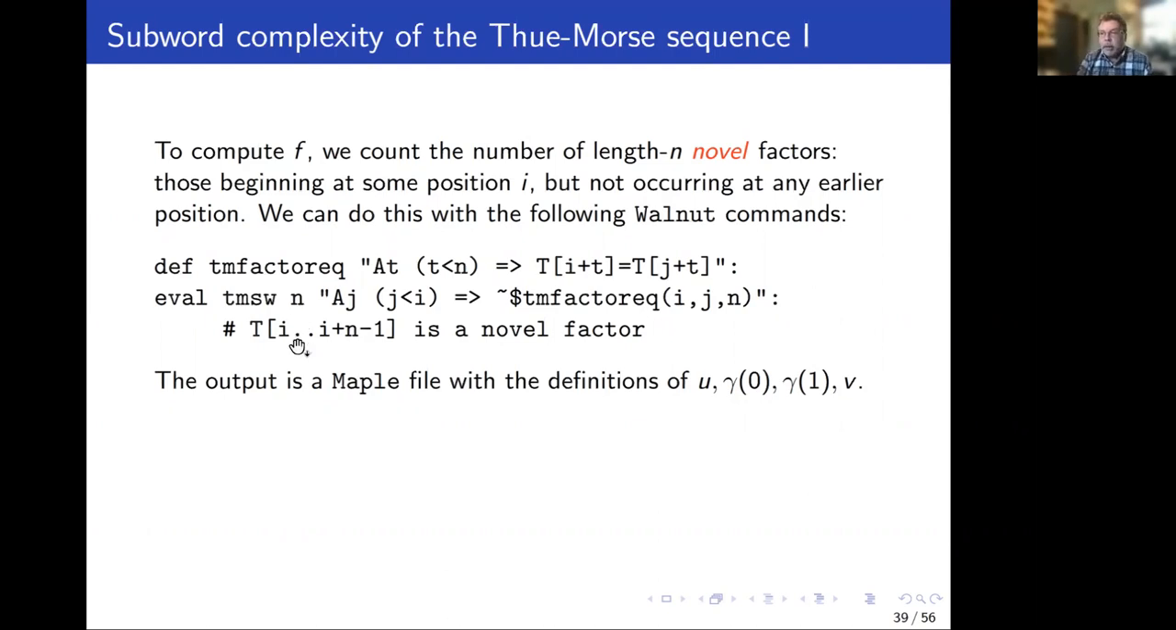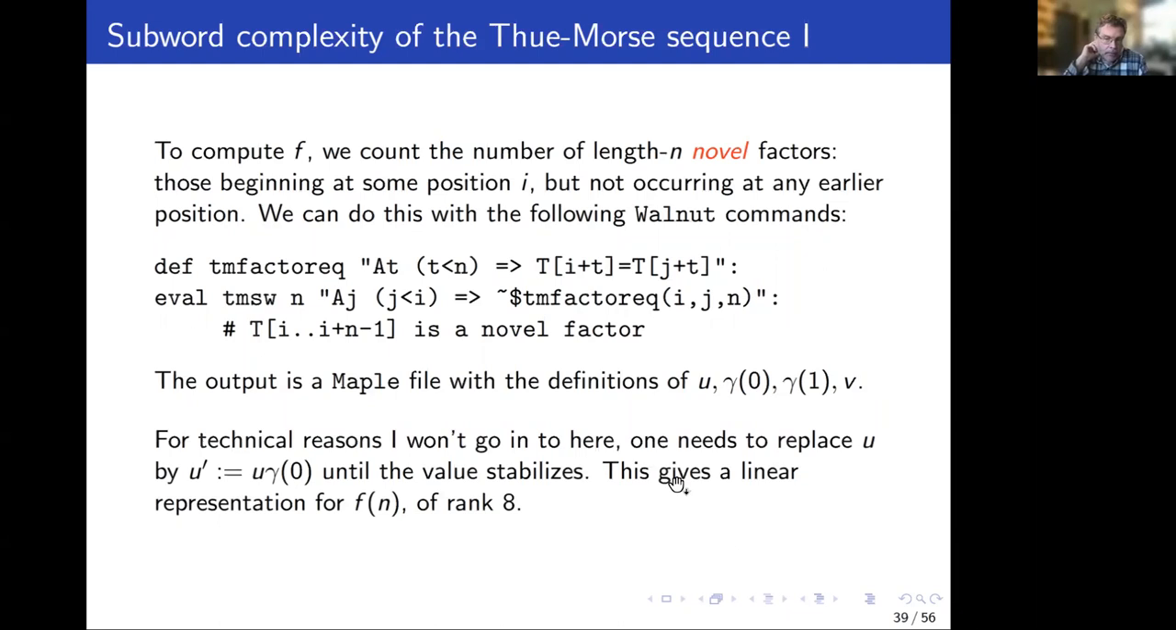What this says is make a linear representation for this function that counts with respect to the variable n the logical formula that follows. In other words, how many novel factors there are of length n. The only free variables here are i and n, and here we fix n, so it's the number of i, so that's the number of novel factors. And the output here is a Maple file with the definitions of u, gamma of 0, gamma of 1, and v, which then allows us to compute this efficiently.